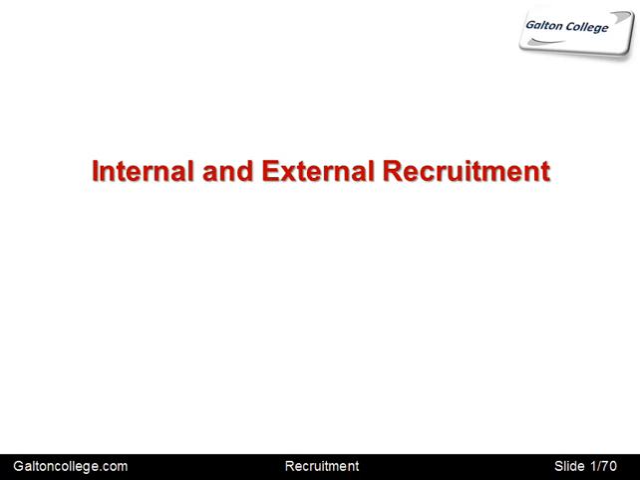In this class we're going to disaggregate the recruitment process into internal and external components. So we're going to look at the two parts of recruitment that are possible, internal and external.